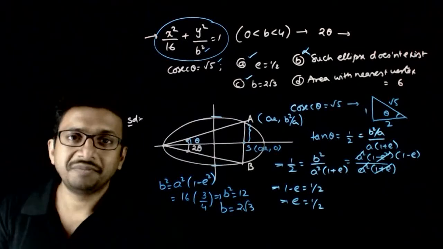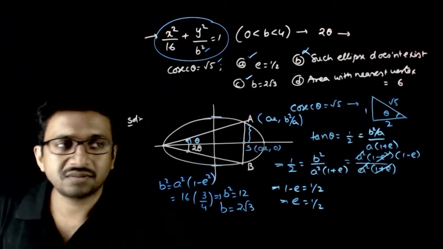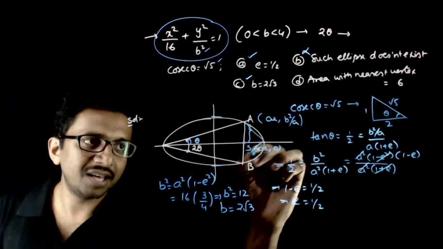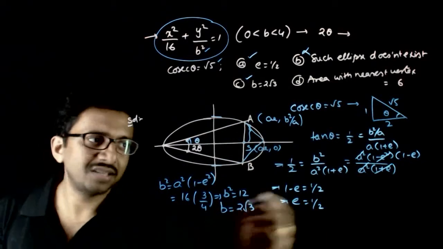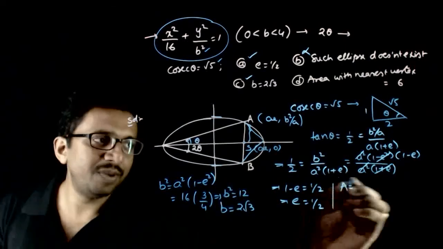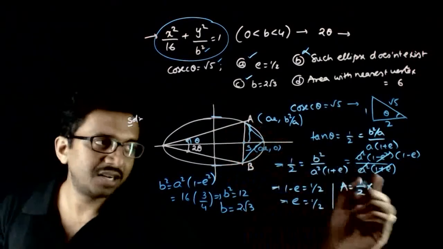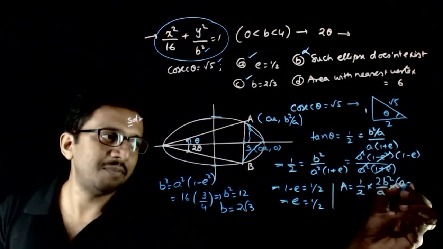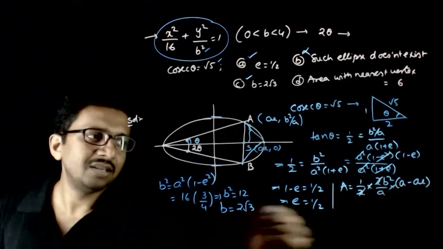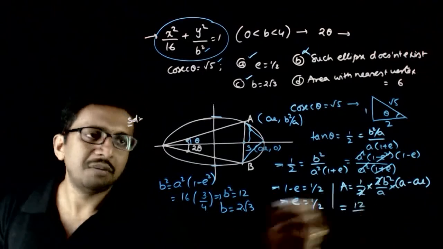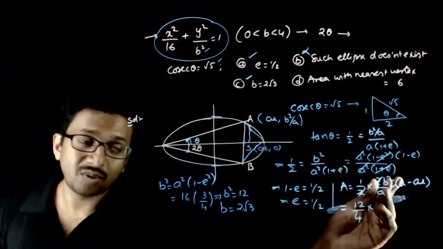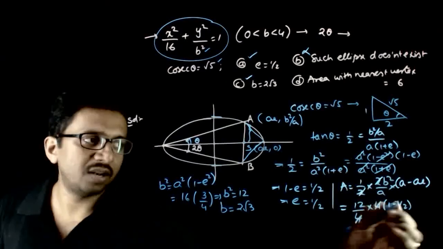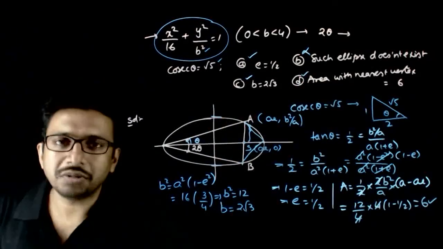Next, if you go for option D, the area with the nearest vertex is equal to 6. Now we have found things about this side of the ellipse. If I want the area of the latus rectum with the nearest vertex, what is the area? Area is equal to half into base into height. The base is the latus rectum, that is 2b square by a, into height, which is nothing but a minus ae. So 2 and 2 get cancelled, that is equal to b square, which we have already found as 12, by a is 4, into a times 1 minus e, which is 1 minus half. 4 and 4 get cancelled, 1 minus half is half, into 12 is equal to 6 units. So option D is also the right answer.